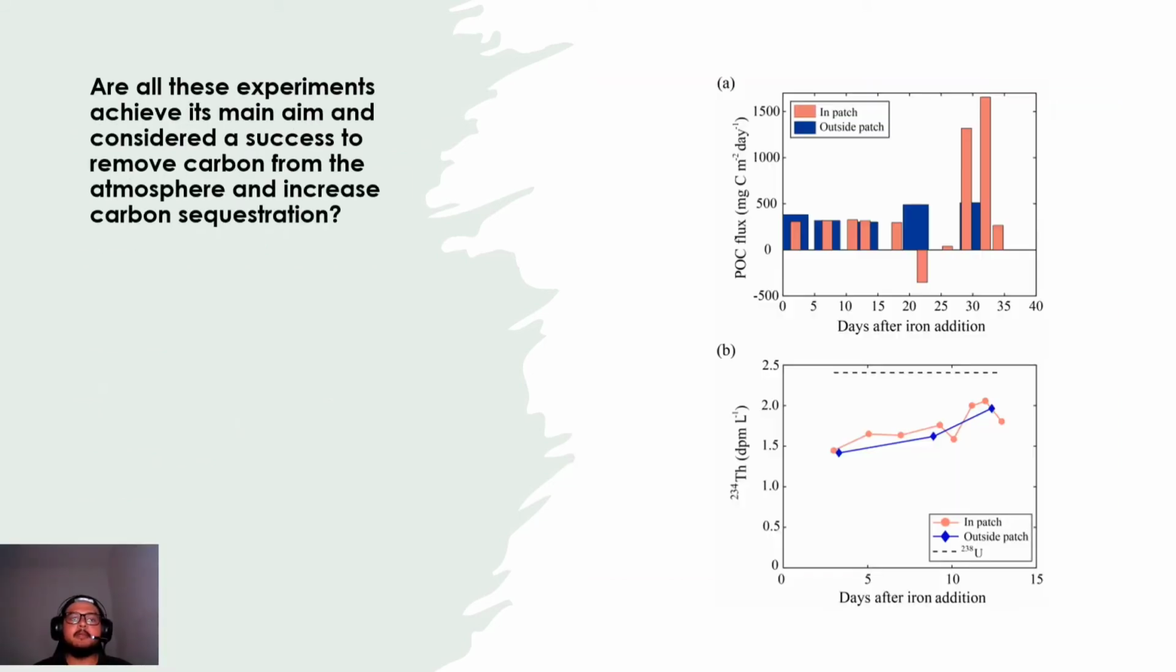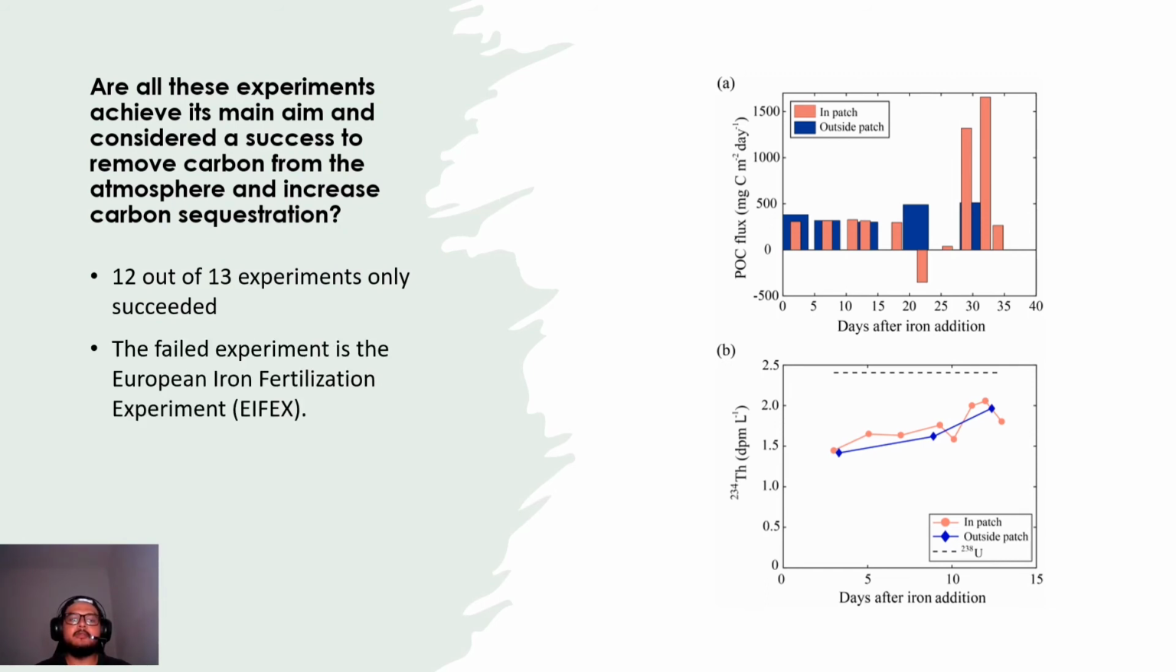Did all the experiments manage to achieve their main aim? Well, only 12 out of 13 experiments succeeded. The failed mission is known as the European Iron Fertilization Experiment, which failed to show an increased number of primary producers. As we can see from the graph, the number inside the patch decreased significantly compared to outside the patch.